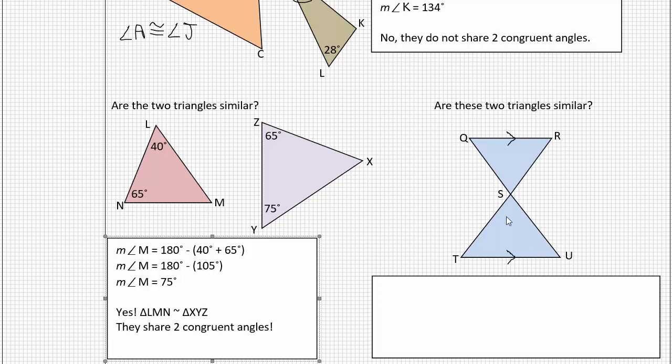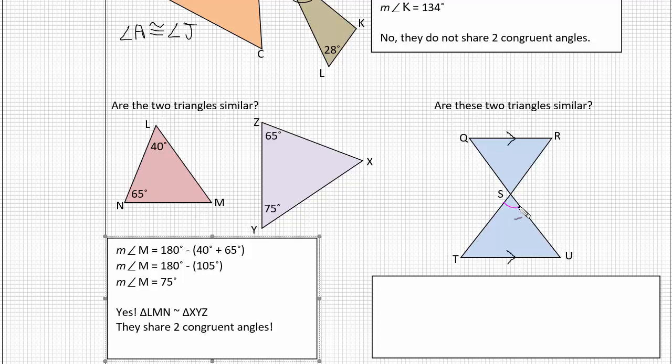And we're trying to decide, is triangle STU similar to triangle QRS? And so we're going to just rely on things we already know, vocabulary that we already know. So the first thing I see is a pair of vertical angles. Do you see a pair of vertical angles? Go ahead and mark them in. So I see a pair right here.